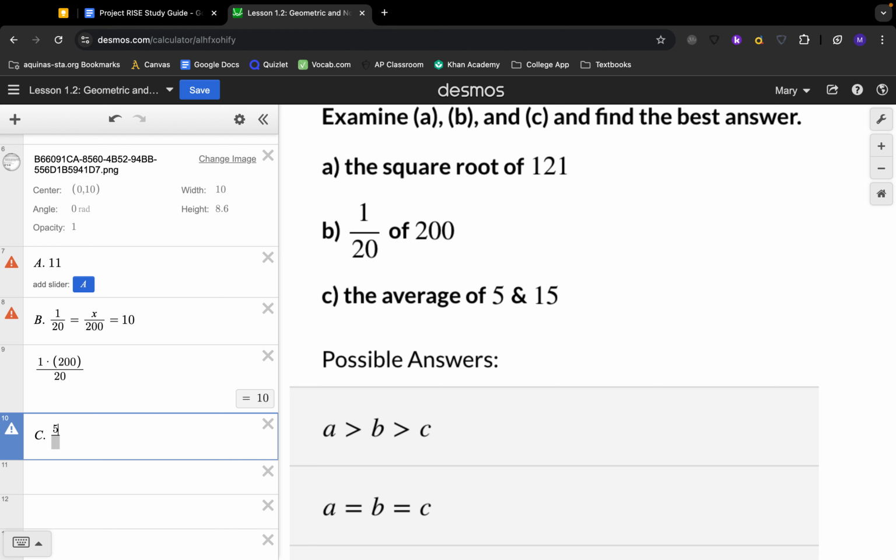This is fairly easy. We're adding the two values given, divided by the total amount of numbers, 2, and that should give us 10, because 5 plus 15 equals 20, over 2 equals 10. So options B and C both equal 10, and option A equals 11. Again, I will explain how to solve for the average and how we solve option B in separate videos, but for now, just go with it.